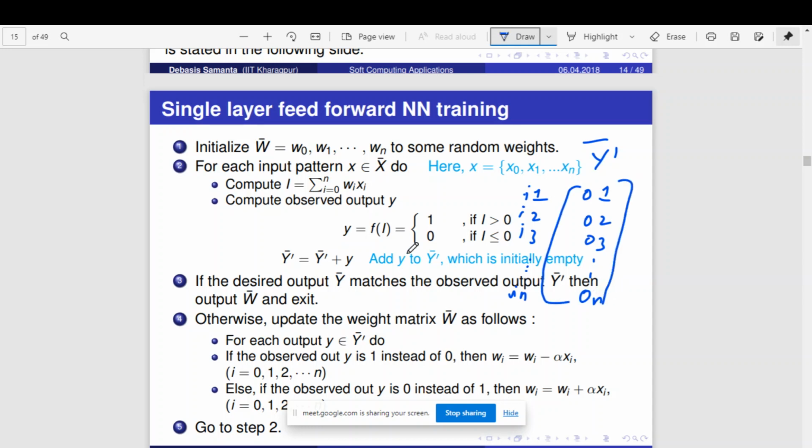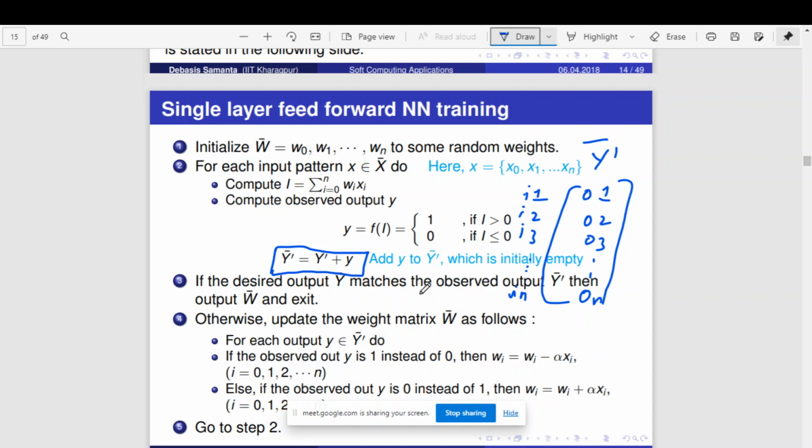Here, addition means we may not really add; it is just adding to this set. If we take an average of all the errors, then at that time we will add. It is not that we won't add, but in this place it is just adding to the set. You can consider this similar to a union.